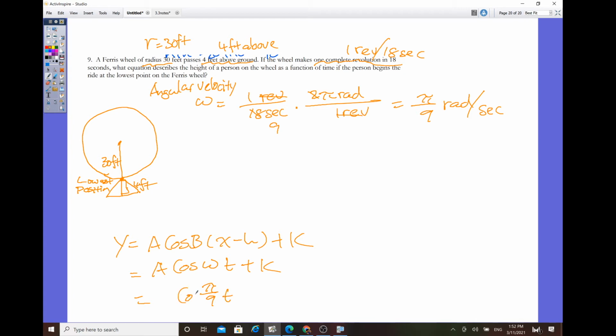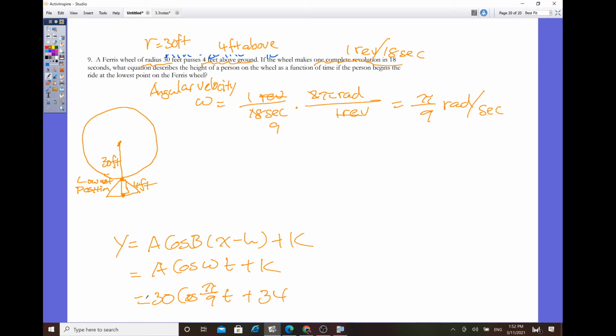Cosine. And A, for those wondering what A is, basically tells you about the radius of the Ferris wheel, which is 30 feet. And then here's the matter of K. Now for K, we started at 0 in the initial distance, and the initial distance here is 4 feet off the ground. So we need to find the distance from the center of the Ferris wheel all the way to the ground. The distance here would be 34.